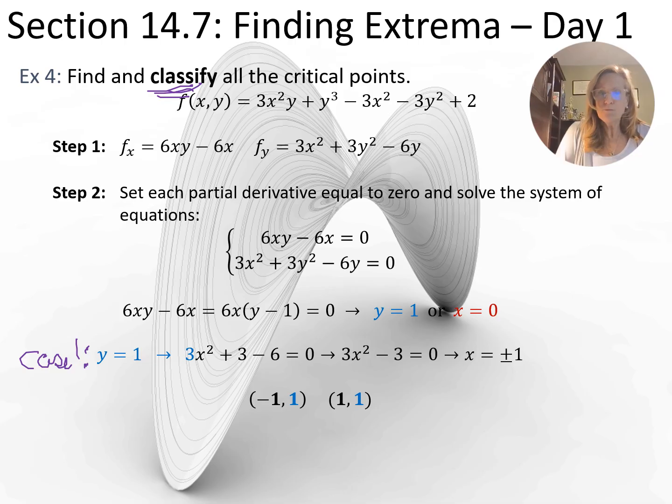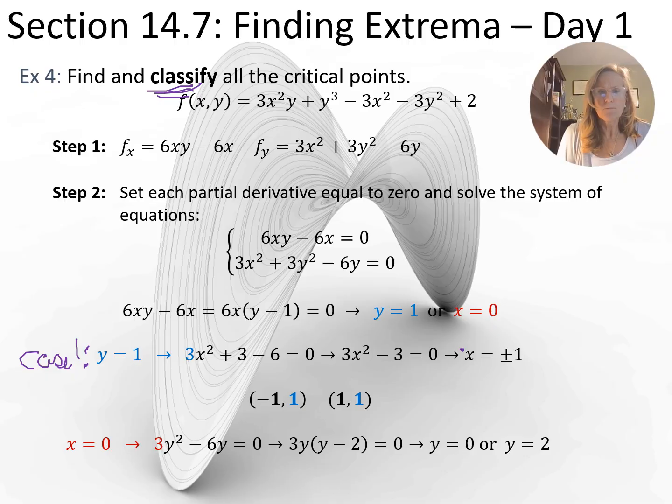Then I did case 2, when x was 0. Case 2. When x is equal to 0, plug back in again to the second equation, and I got y equal to 0 or 2. That means I have a total of 4 critical points, right? Because when x is 0, y is 0, and when x is 0, y is 2.